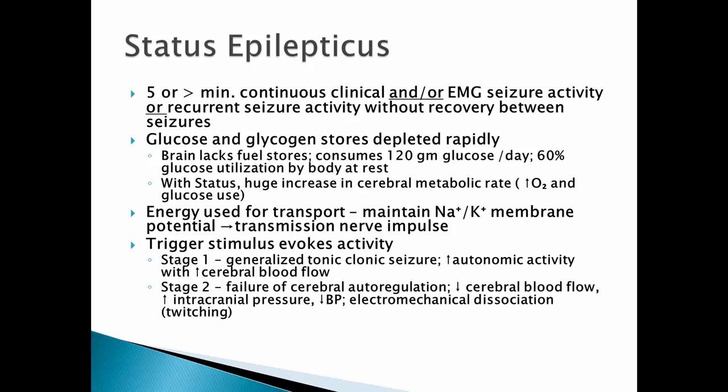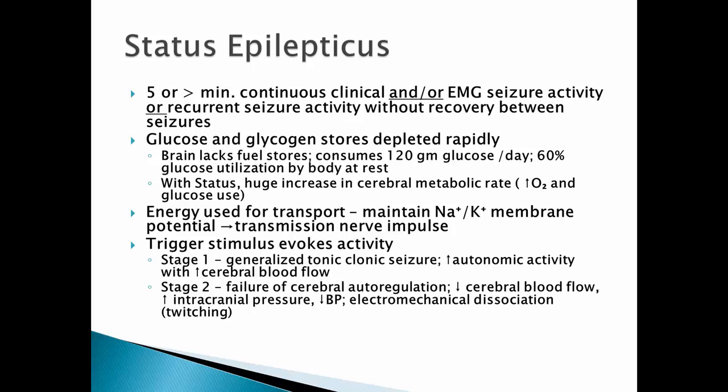There's a lot of autonomic activity and a huge amount of cerebral blood flow. And this is usually very observable. However, what happens in the brain in stage 2 is you start losing that autoregulation. With the loss of autoregulation, there is a decrease in the cerebral blood flow and an increase in the intracranial pressure. At the same time, there is an associated hypotension, so we know we're losing perfusion. This then leads to continuous electromechanical dissociation, and that may manifest itself as twitching.